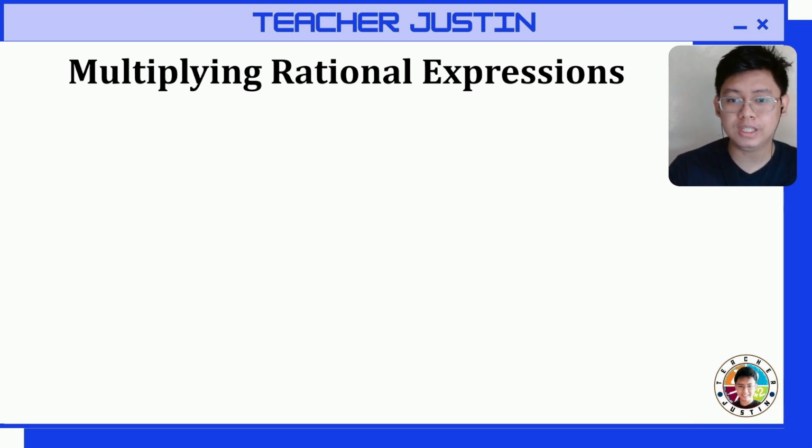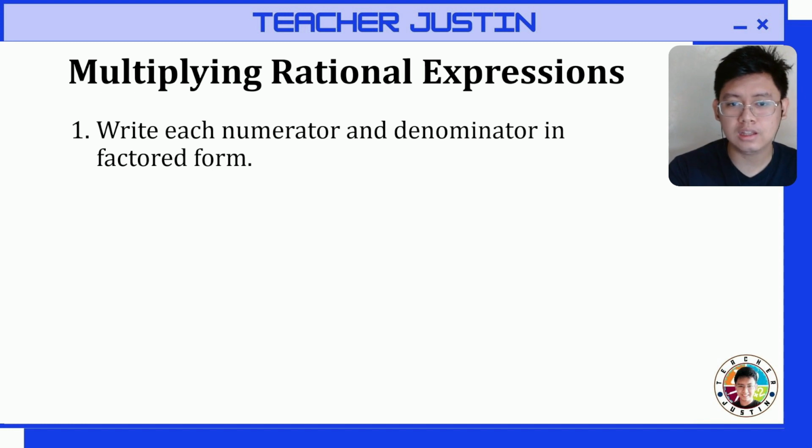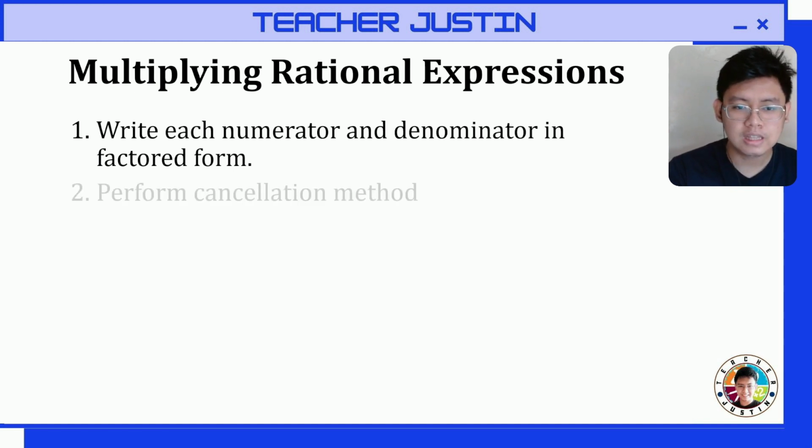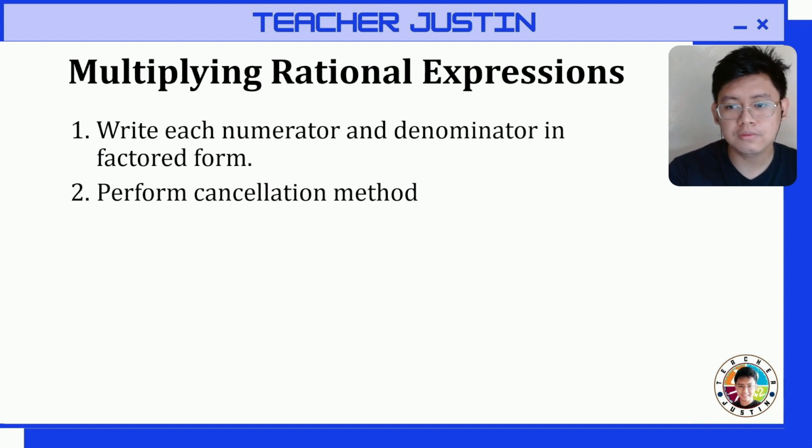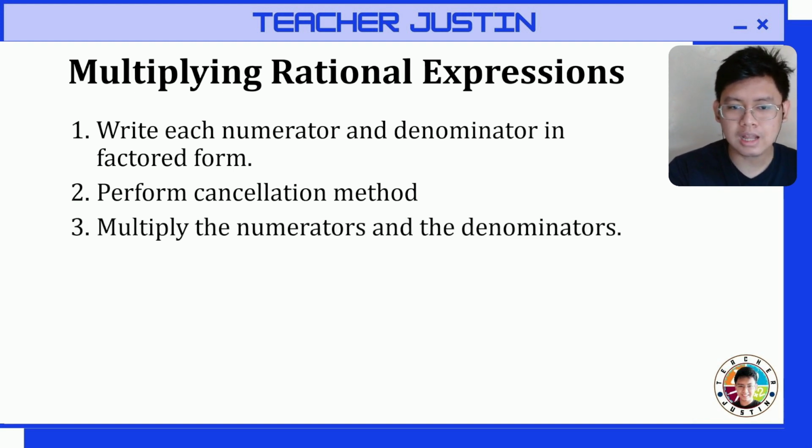So, paano nga ba mag-multiply ng rational expression? So, ang gagawin natin pag nagmo-multiply tayo ng rational expression, first we have to write the numerator and denominator in factored form. So, we need to factor our numerator and denominator. Then, let's perform cancellation method. So, let's cancel all common factors of our numerator and denominator. Tapos, kung ano yung matira, we multiply the numerator by the numerator, denominator by the denominator. And that's it. That will be your step-by-step procedure in multiplying rational expressions.